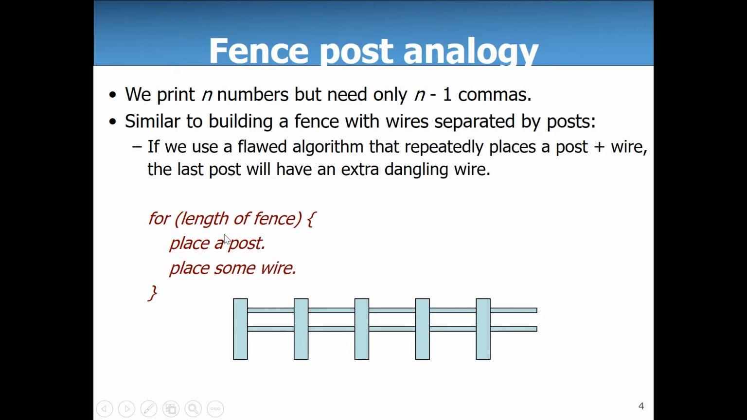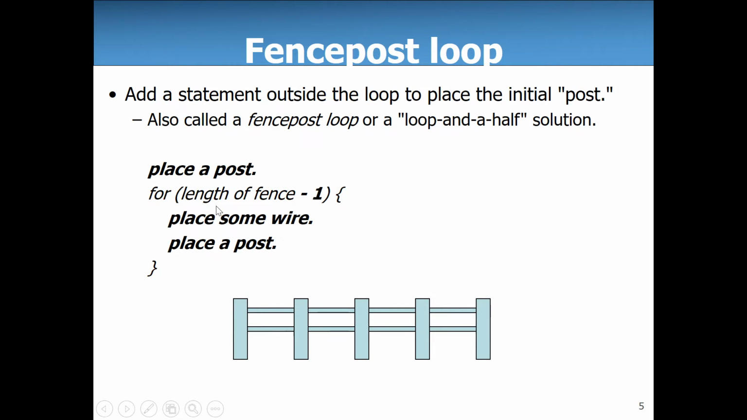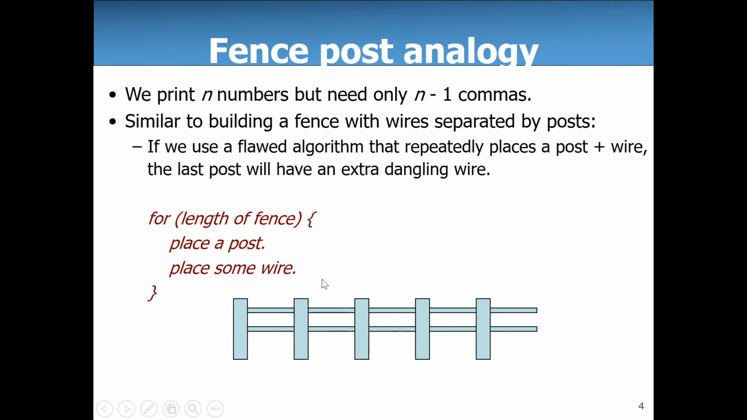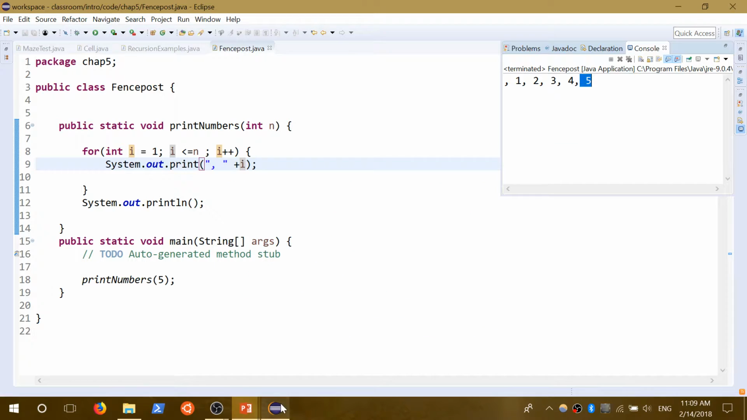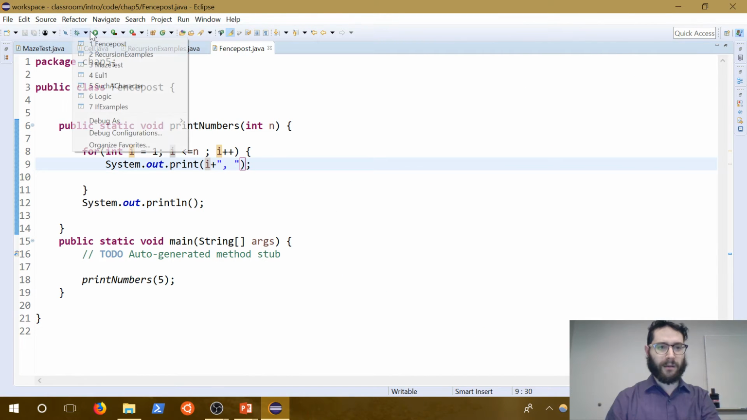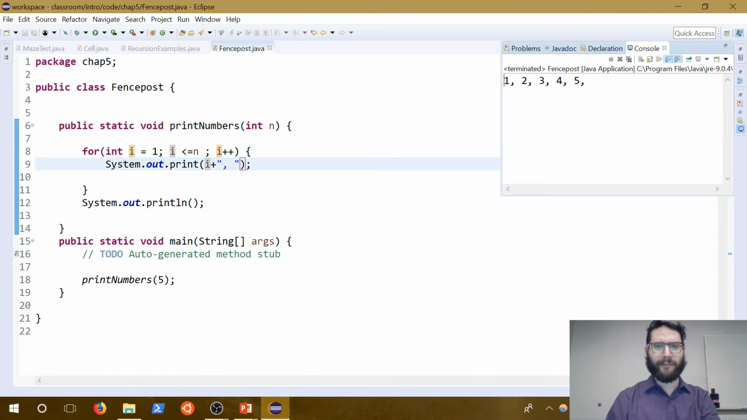So instead we need to actually cheat a bit and do some of the work outside of the loop. To go back to our actual example, we need one more. So let's look. We have 5 numbers we need to print, but we have 4 commas.